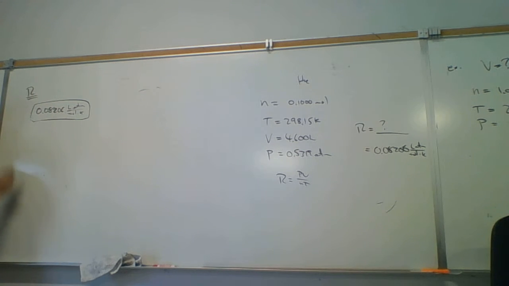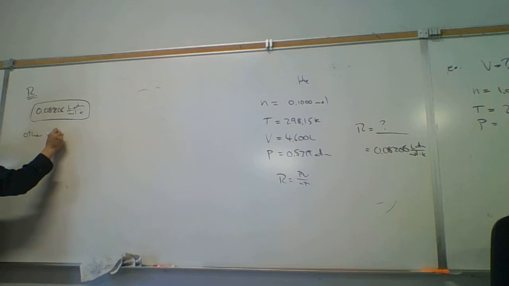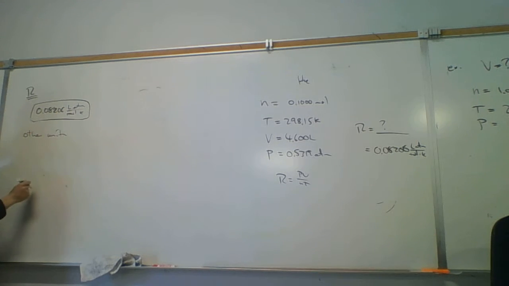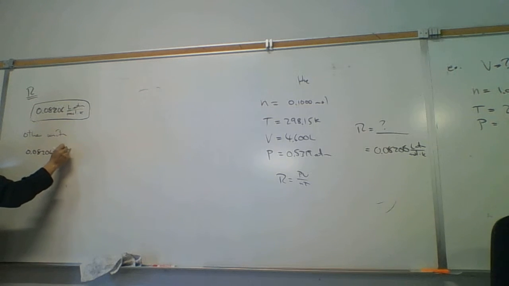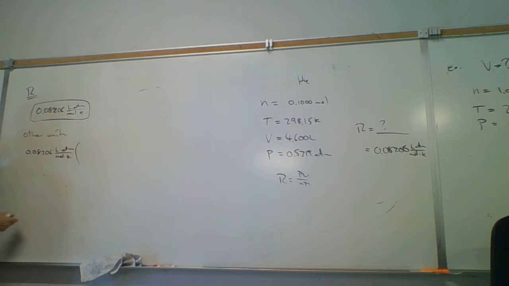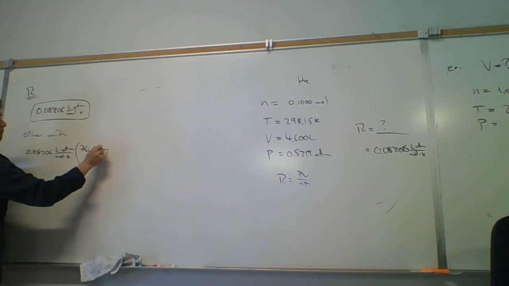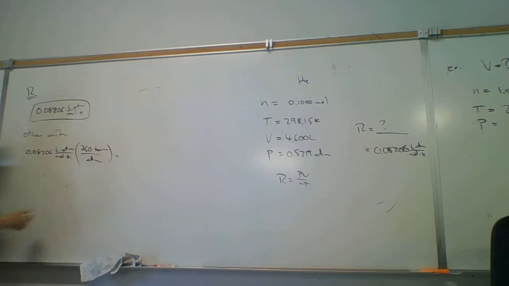But your book also uses other units of R, and we don't have to use these units. For example, if we don't want atmospheres, and instead we want torr, then we do something like this: 0.08206 liters atmosphere per mole Kelvin. Then we need to convert atmospheres into torr. Do you know how to convert atmospheres into torr? Yes, it's 760 torr per atmosphere. So the atmospheres cancel, and that gives us liters torr per mole Kelvin.